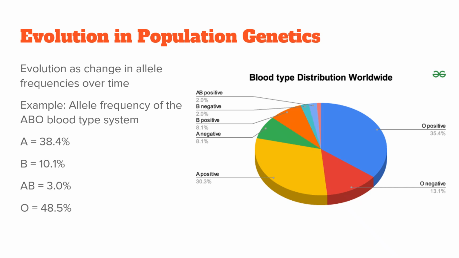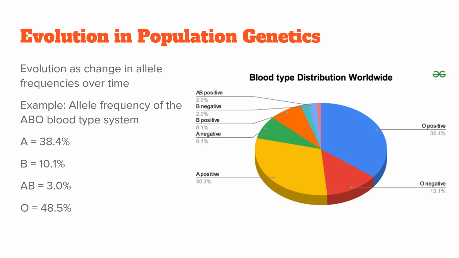In population genetics, we often define evolution as a change in allele frequencies over time. The data shown here is a graph of the worldwide distribution of allele frequencies for the A, B, O blood group. Blood type is determined by specific antigens, A and B, present on the surface of red blood cells.